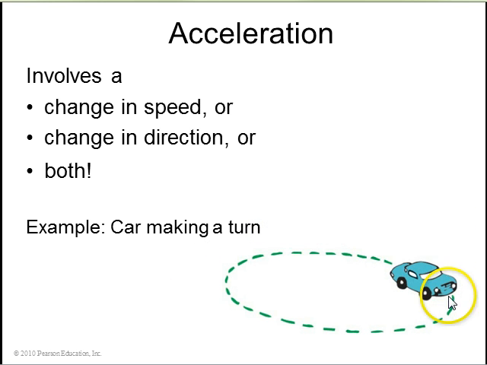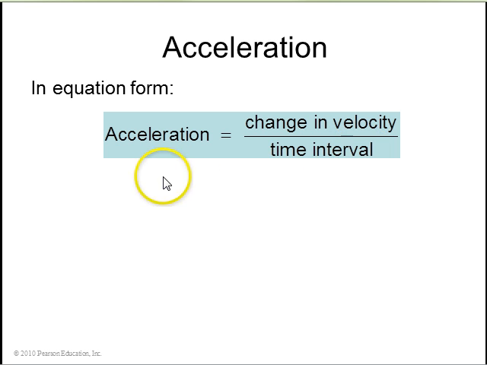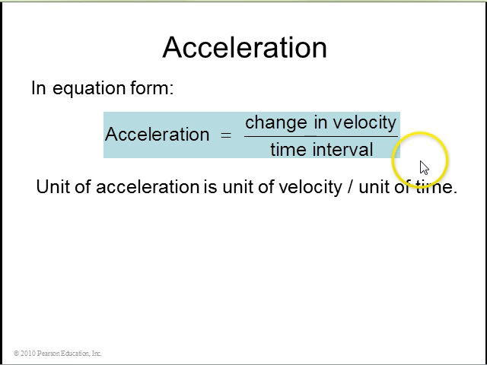Example here is a car making a turn. Its velocity is not constant as it goes around in a circle, and therefore it's accelerating. In equation form, the acceleration is the change in velocity divided by the time interval. And the units are whatever your units of velocity are divided by your unit of time.